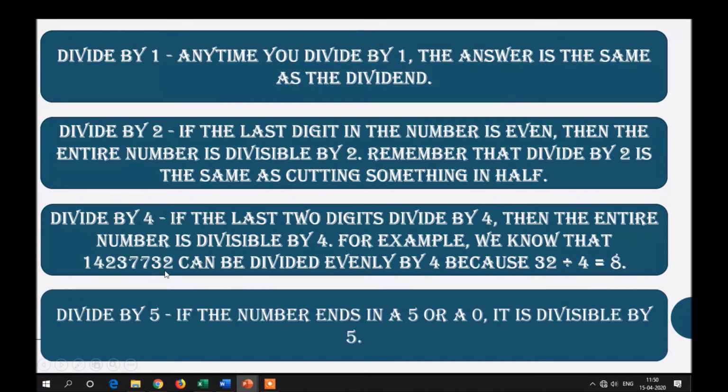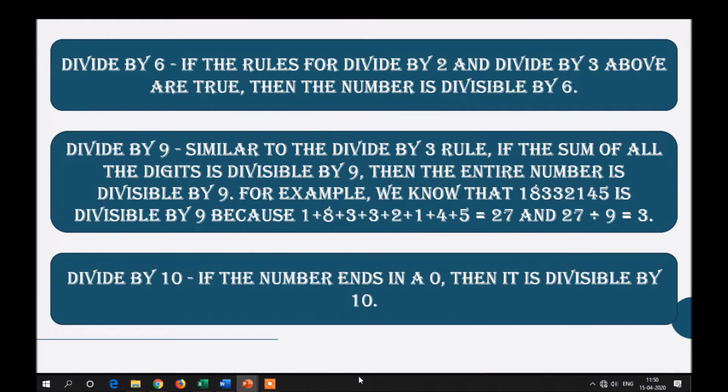Here the last two digits are 32. Is 32 divisible by 4? So the whole number will be divisible by 4. Now divide by 5. If the number ends in a 5 or a 0, it is divisible by 5. Divide by 6. If the rules for divide by 2 and divide by 3 above are true, then the number is divisible by 6.